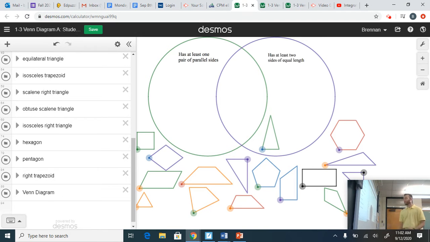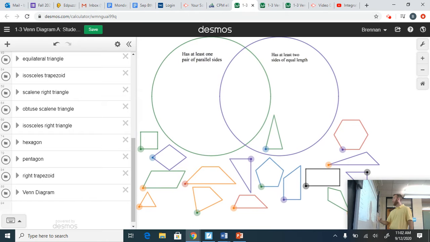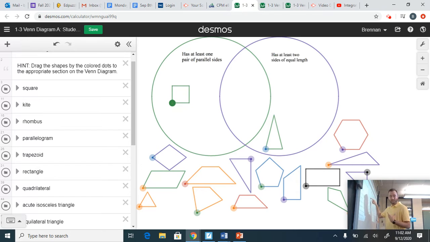Now, similarly, if we look at this square over here, does the square have at least one pair of parallel sides? Yes, it does. So we know it belongs in this green circle. And now we're going to go over, does it have at least two sides of equal length? Yes, it does. Squares have the same side of equal length all around. So that belongs in both circles, or in the middle. And we can just keep doing this.